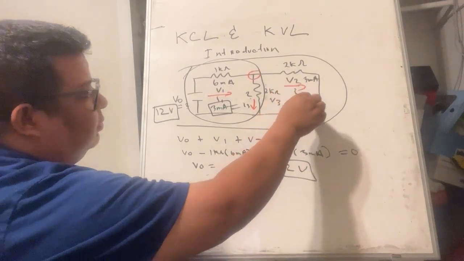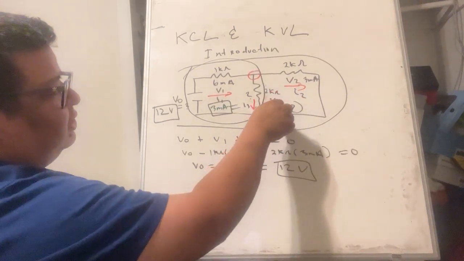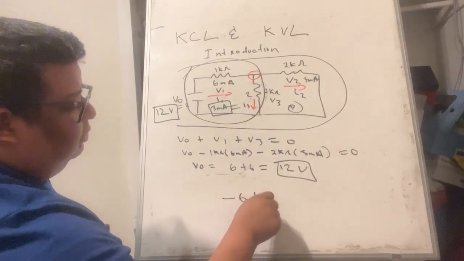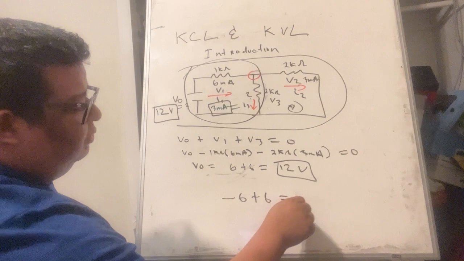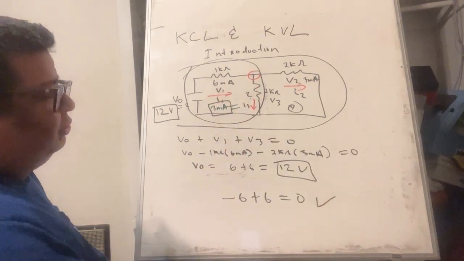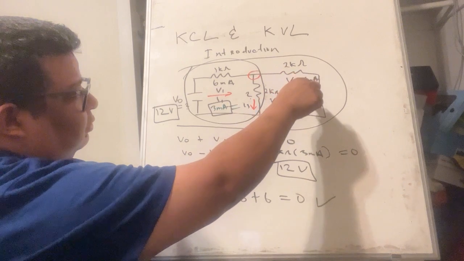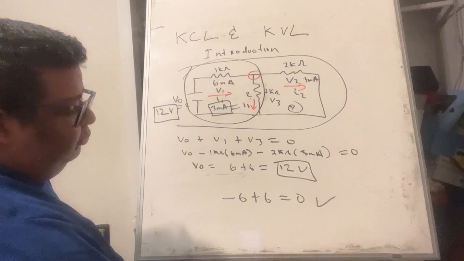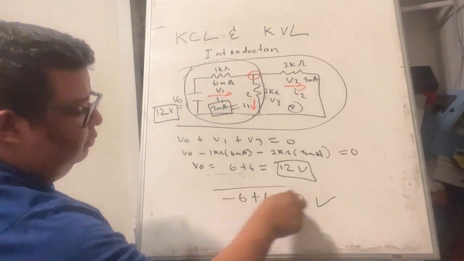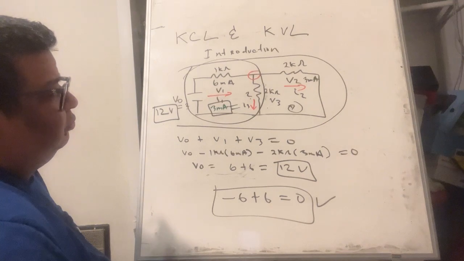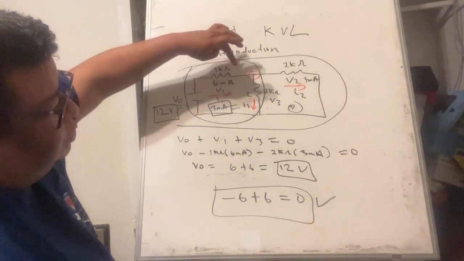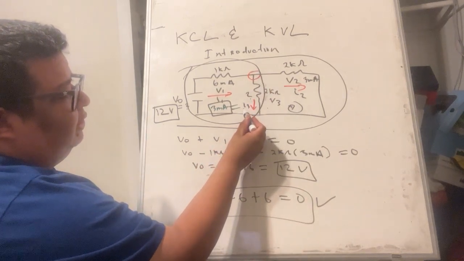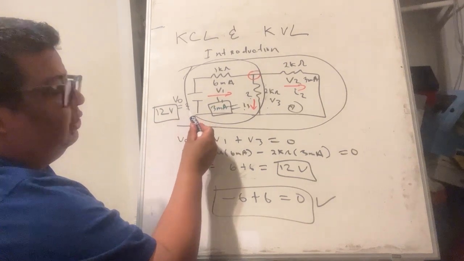To demonstrate this loop here, this is 6 and this is 6, so if we do minus 6 plus 6, because they are going in opposite directions, that equals 0, which is Kirchhoff's voltage law: the voltage around a loop is equal to 0. The voltage sum, minus 6 plus 6, equals 0, which checks out. So we use Kirchhoff's current law to find I3, and then to find V0, we use Kirchhoff's voltage law.